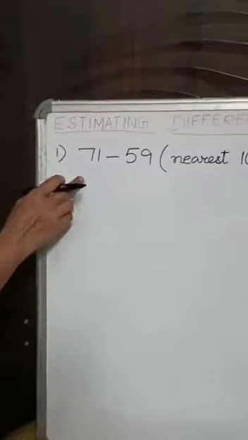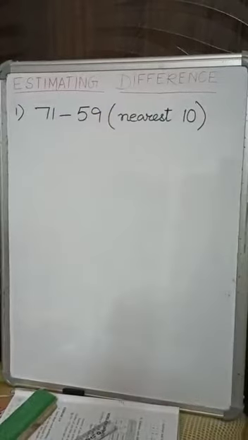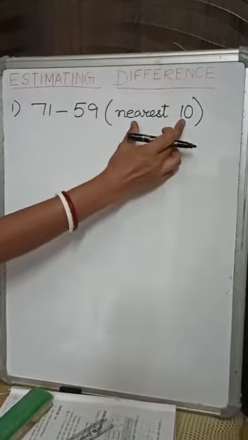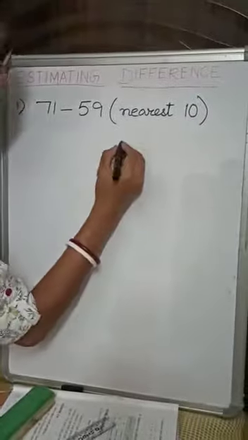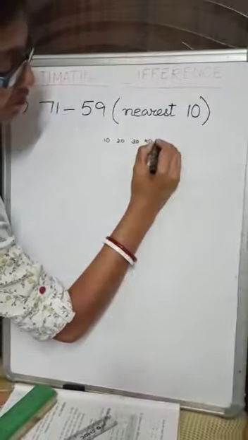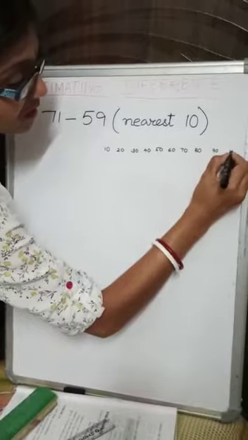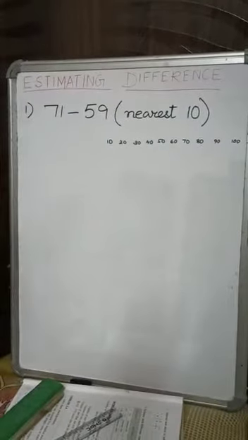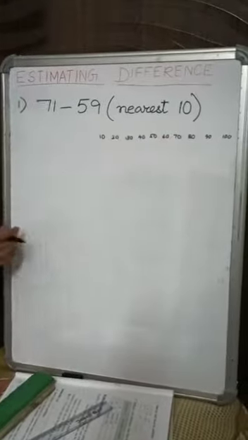So let us see one example. So here is the example. 71 minus 59. You have to round it to the nearest 10 to find the estimated difference. Since you are asked to round off to the nearest 10, start counting in tens. 10, 20, 30, 40, 50, 60, 70, 80, 90, 100. Counting in tens, then search out 71, where it lies, in between which two tens.